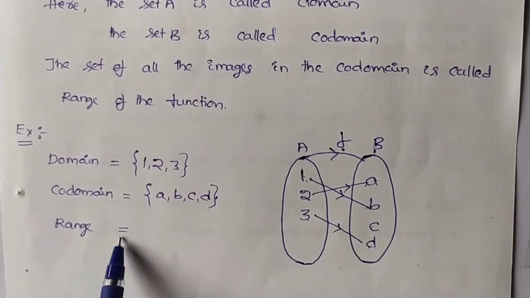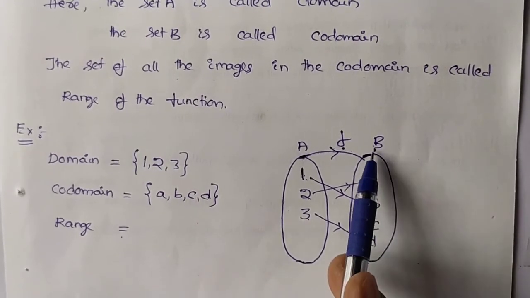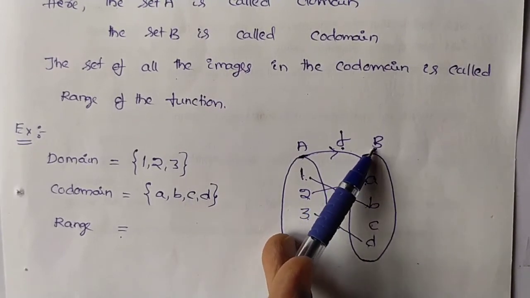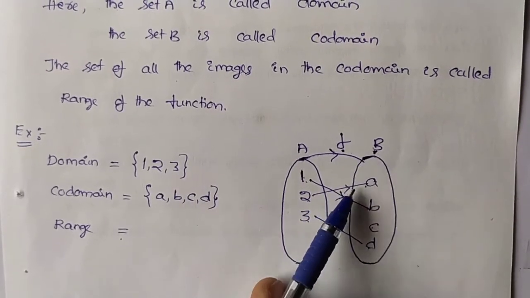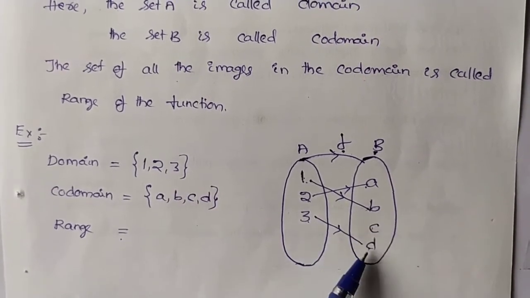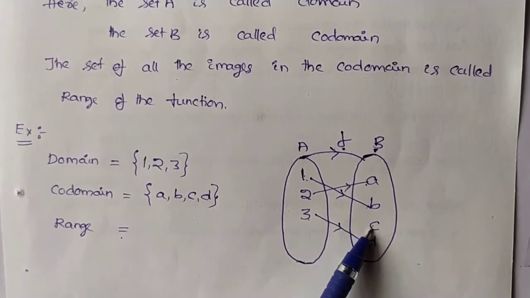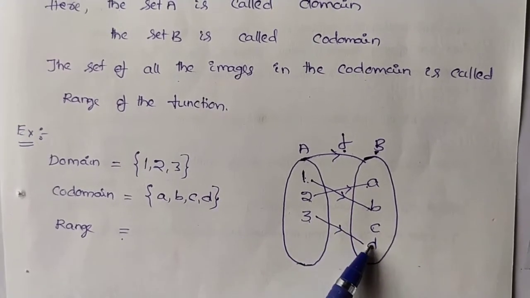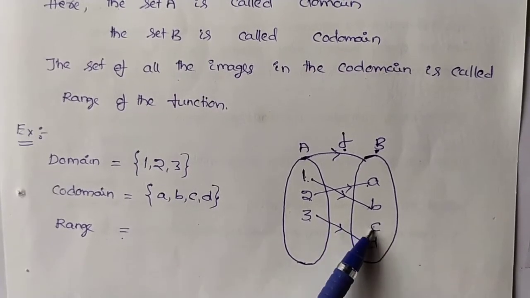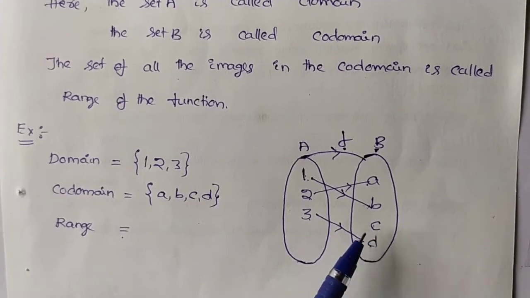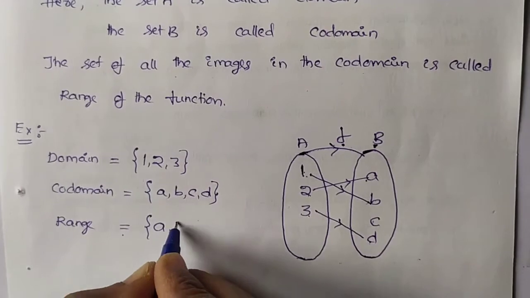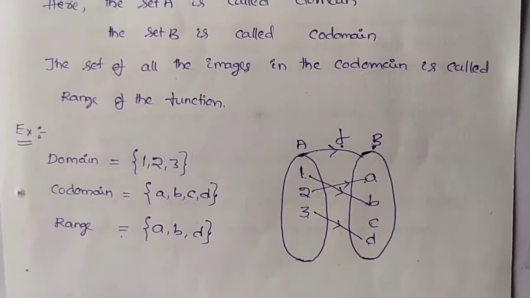Understood? Range is nothing but what? The set of all images in the codomain is called range. The set B is called codomain, and the set of all the images is a, b, d. c is not an image. Okay, a, b, d are the images, right? c is not an image. Understand? So a, b, d is the range.